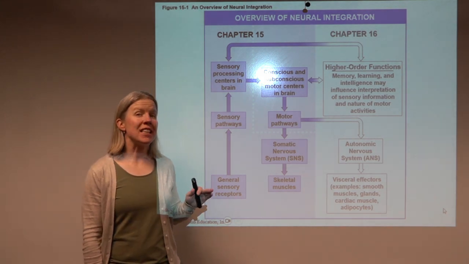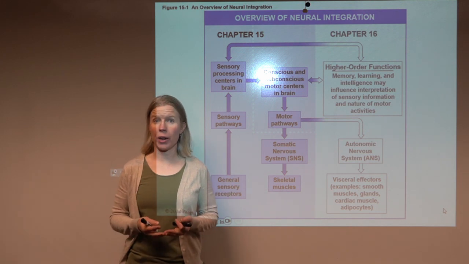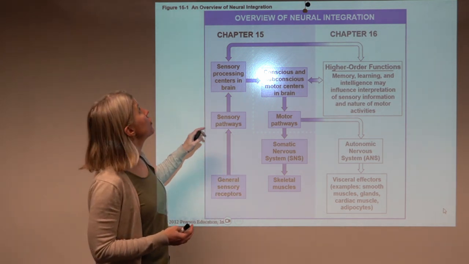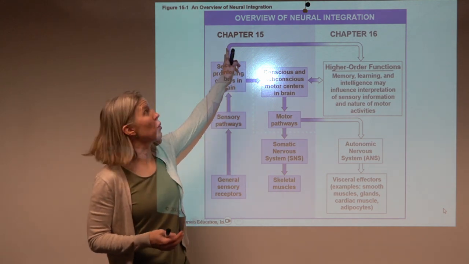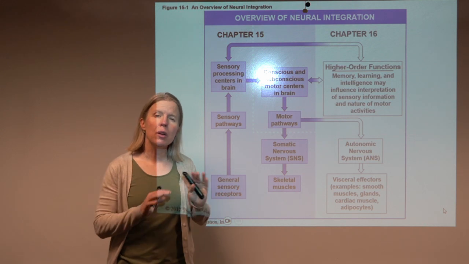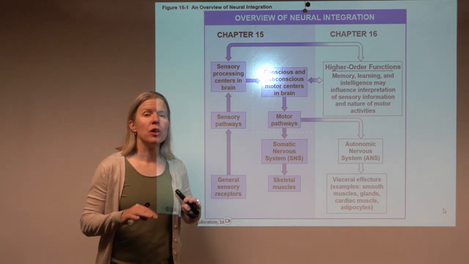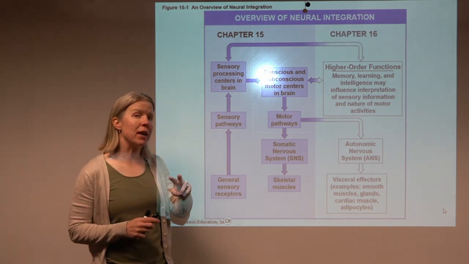So chapter 15 and 16 are both trying to integrate what we're learning about the nervous system. I really liked this image because it shows us that 15 and 16 are both about neural integration, but it's also showing us how these chapters are kind of being separated. Here in chapter 15, we're going to focus really on two main things.